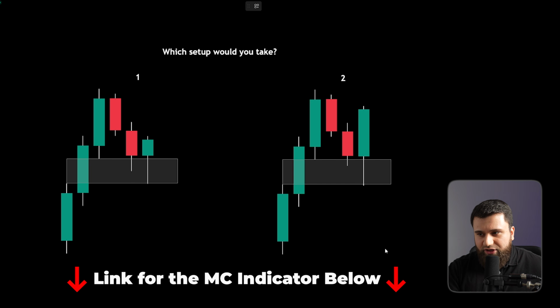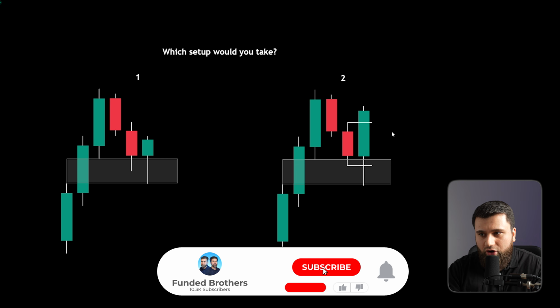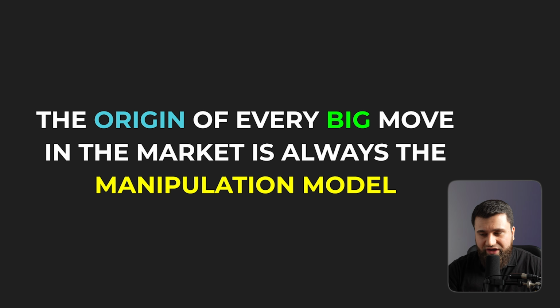So why is this a manipulation candle? Because we are taking the low and we are taking the high of the previous candle, and we are closing above the high of the previous candle. And that is very, very important, because if the candle would close like this, it is not a manipulation candle for us. We always need the candle to close above the previous candle's high, because once this candle closes above the previous candle, and we have an official manipulation candle, we know that buyers are in control and sellers are being trapped. The origin of every big move in the market is always the manipulation model.